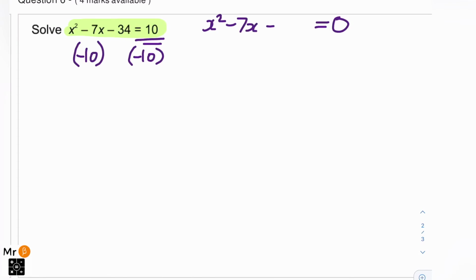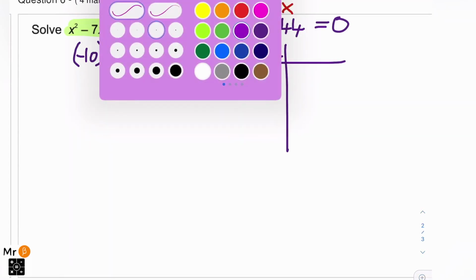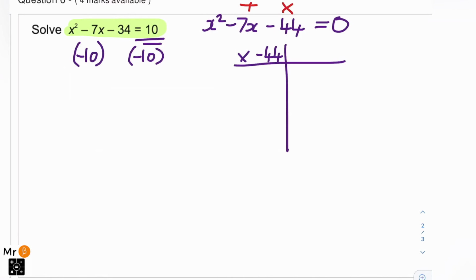That'll leave you with x squared minus 7x minus 44 is equal to 0. This is now the quadratic that you are going to factorise and then solve. So you times to make the negative 44, and you add to make the negative 7.